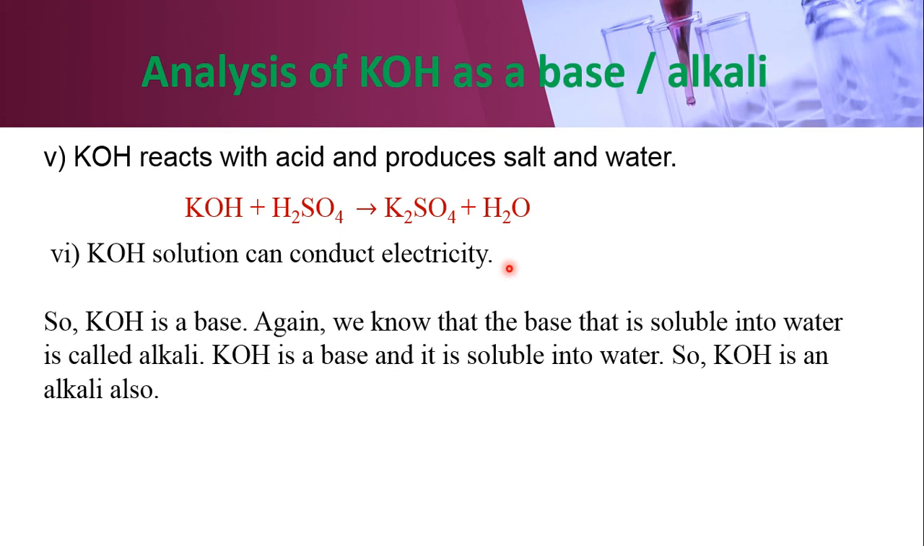Now, is potassium hydroxide an alkali or not? Potassium hydroxide is soluble in water, and we know the base that is soluble in water is called alkali. Potassium hydroxide is a base and it is soluble in water, so we can tell that potassium hydroxide is an alkali also. So from there we can analyze potassium hydroxide as a base and also as an alkali.